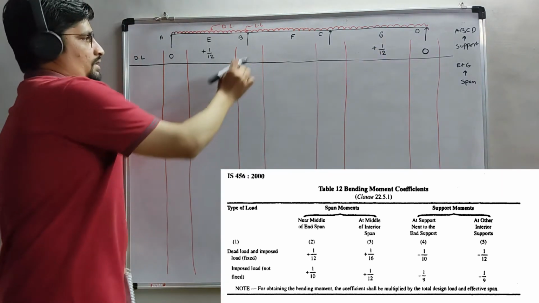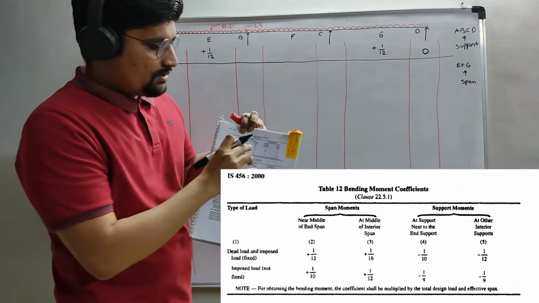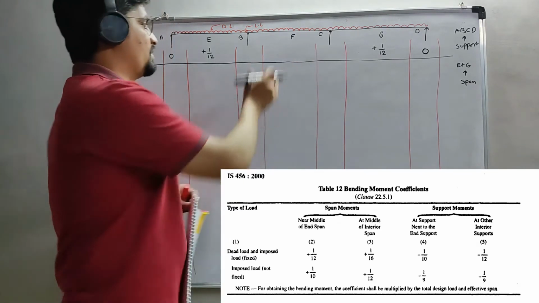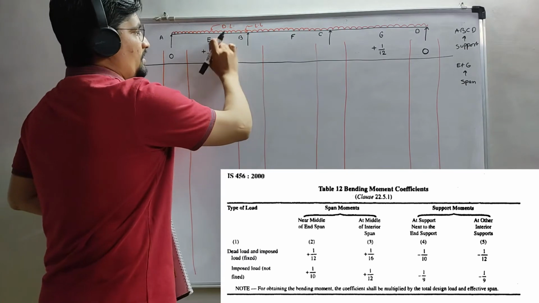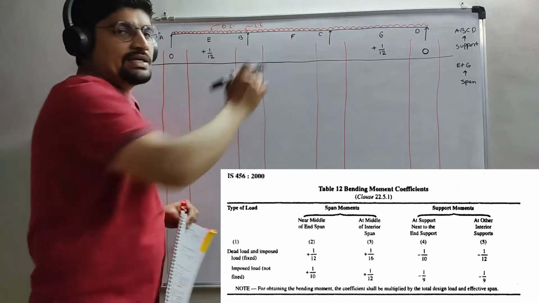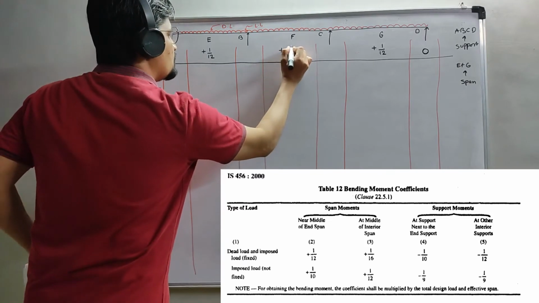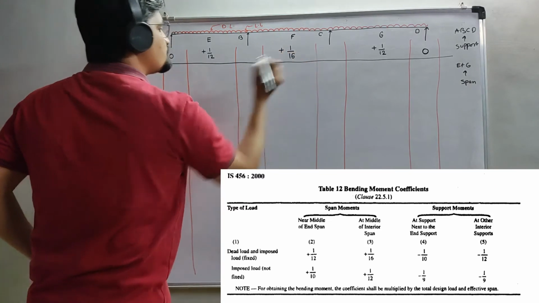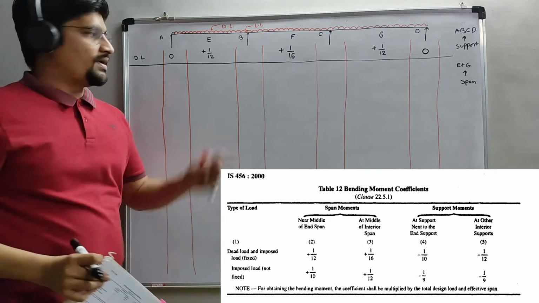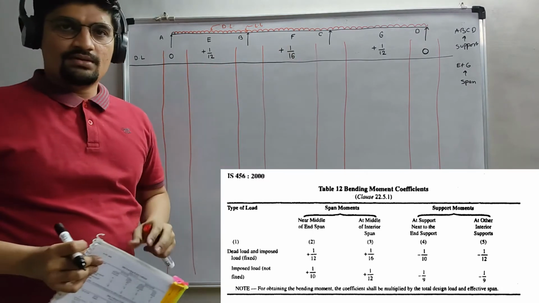Okay. So this is at middle of interior span. It is between the two end spans, so it is the interior span. So what is the coefficient? It is plus 1 by 16. So we have completed the span moment coefficient.